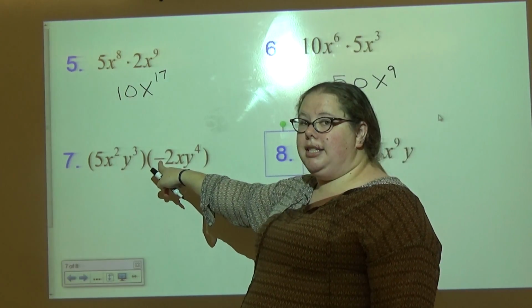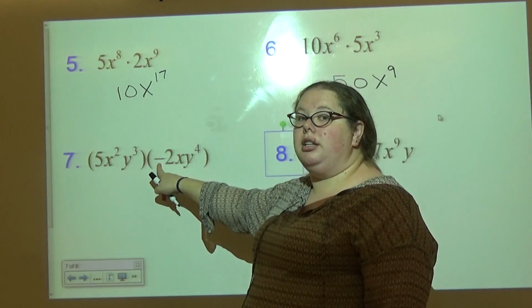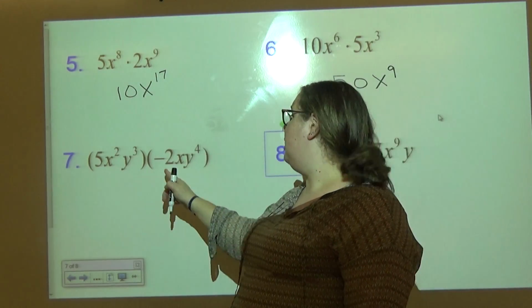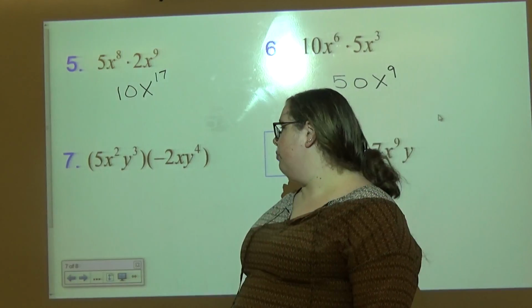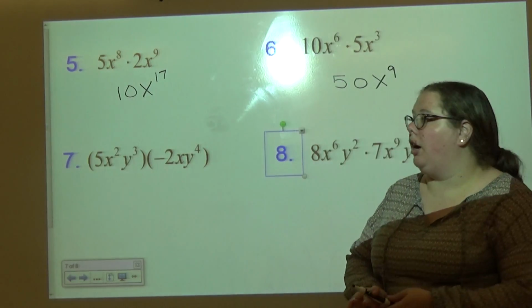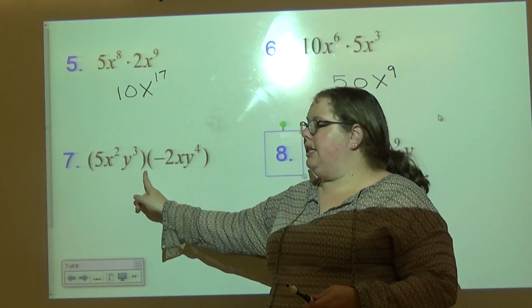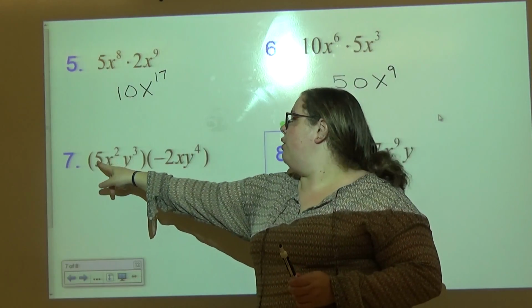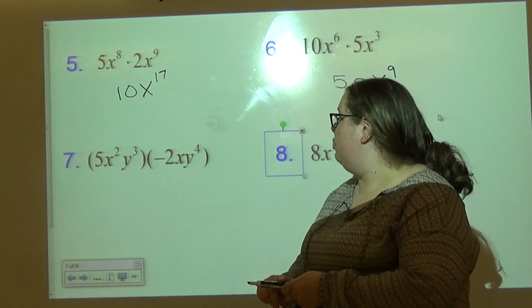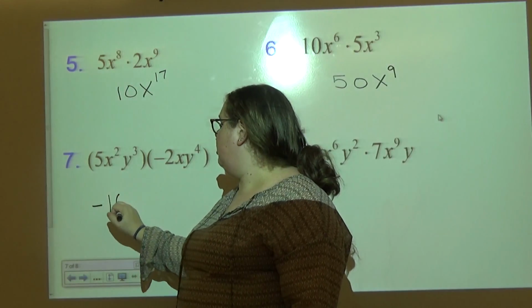This minus is not subtraction, it is a negative. Right? This is a negative 2. So just like before, the touching parentheses means we're multiplying. So 5 times negative 2, negative 10.